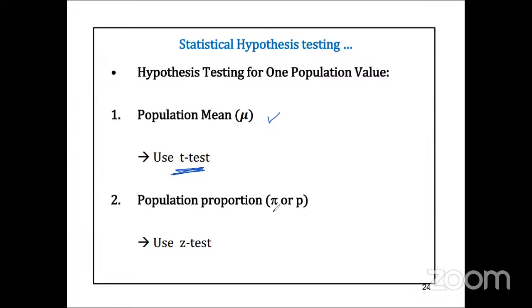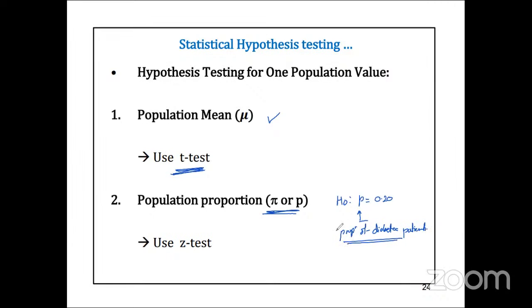Now there may be situations where you are interested in testing the population proportion also. For example, suppose my H naught is P equal to 0.20. So what is my P now? My P is the proportion of diabetic patients in India.